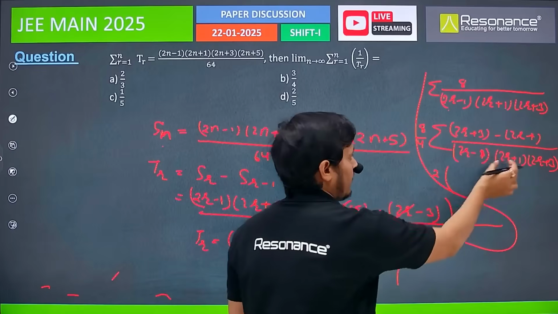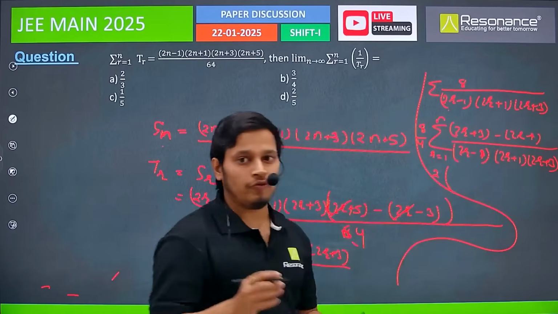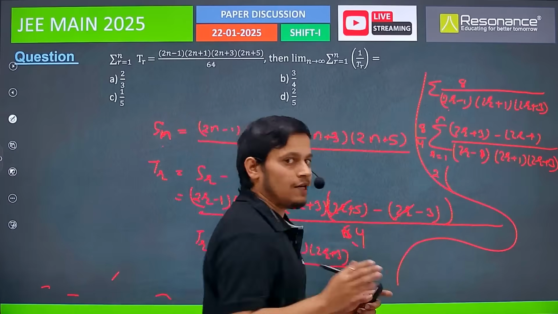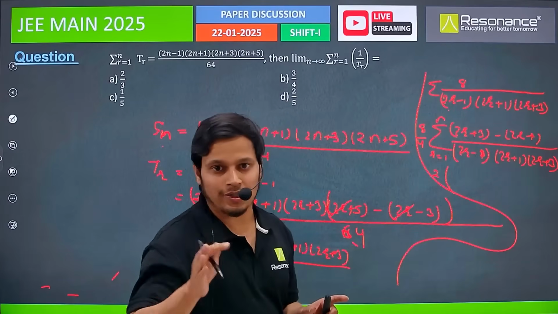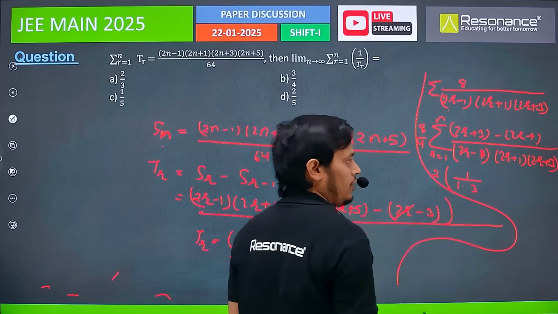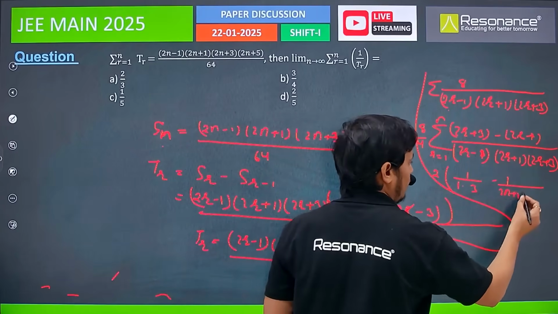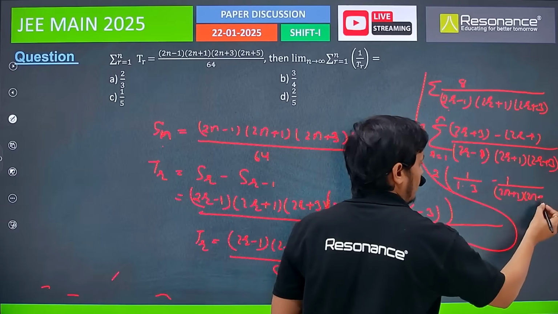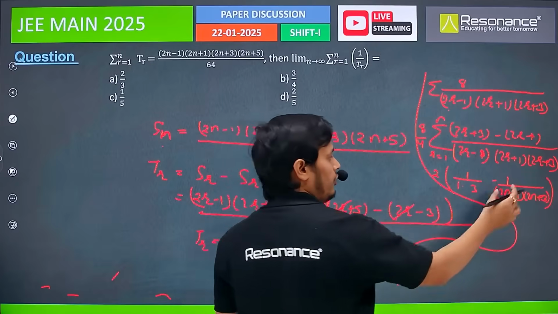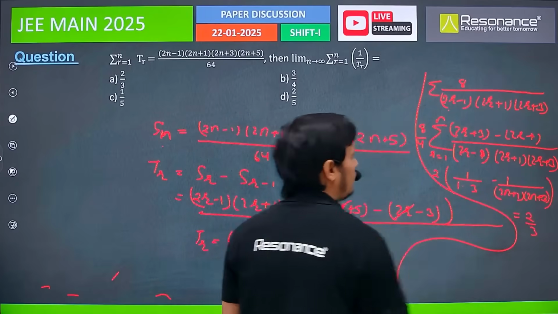Now do the sum with r equal to 1 to n, where we put values of r from 1 to n. Once you put r from 1 to n, at last only 2 terms will remain, all others get canceled out. Which 2 terms? 1 by 1 into 3 and minus 1 by (2n plus 1) into (2n plus 3). These 2 terms will remain. If you put n equal to infinity, 1 by infinity becomes 0 and your answer will be 2 by 3.